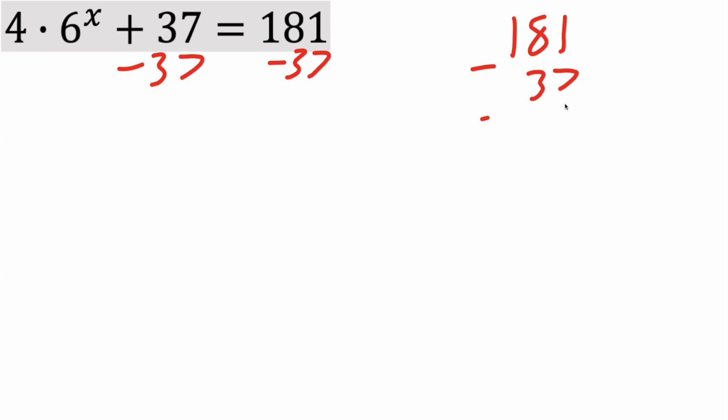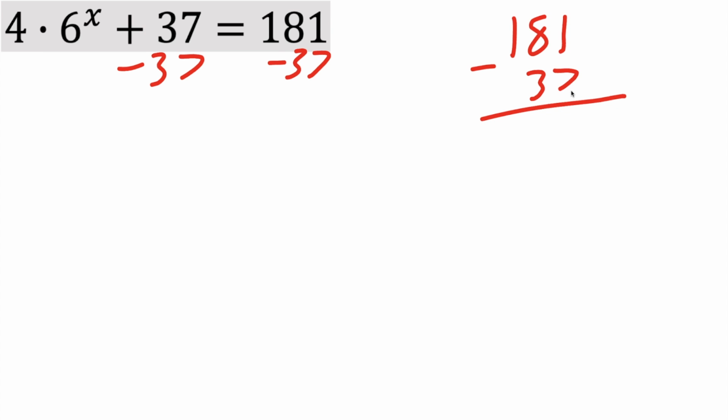This is the third problem, pretty much the same, but there's one extra step. We still want to keep this exponent by itself, but we have a positive 37. So we first want to get rid of it. So we can subtract 37 on both sides. Again, if your teacher lets you use a calculator, go for it. If not, we can do the old-fashioned subtraction.